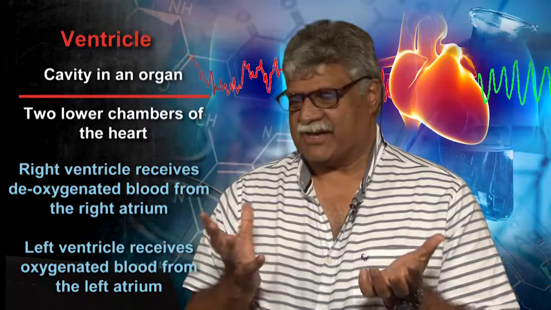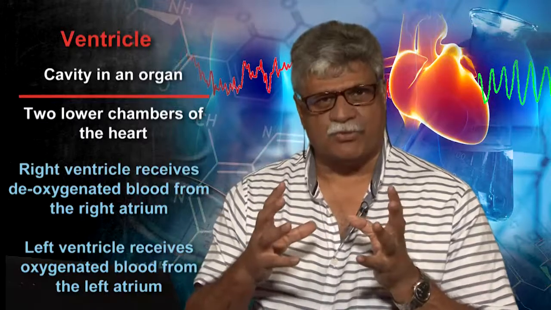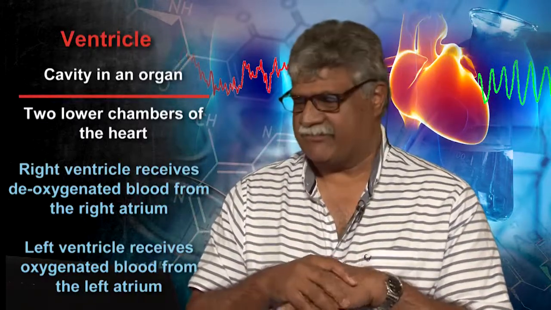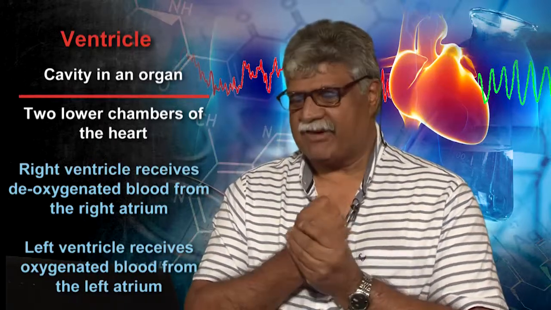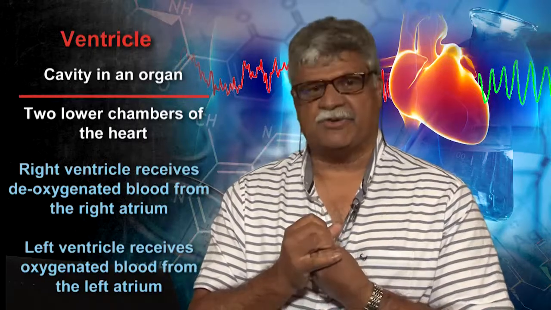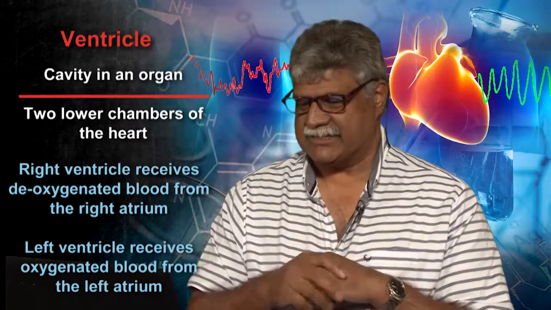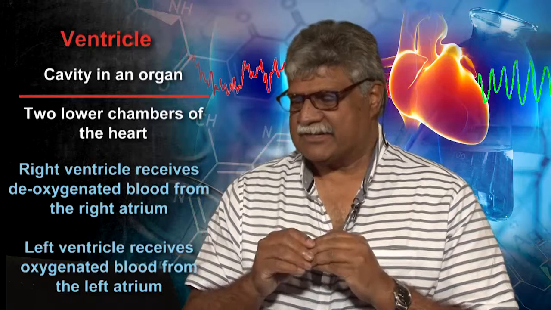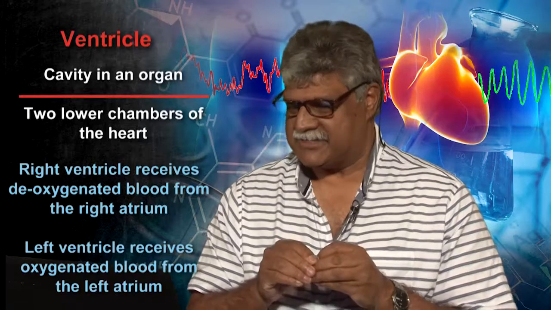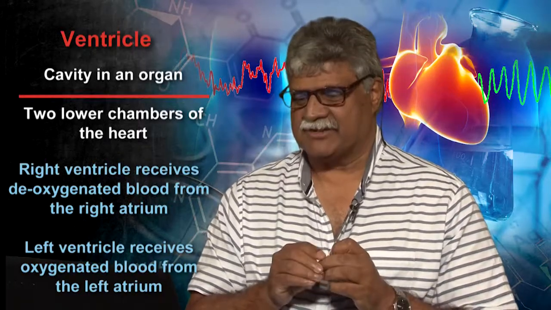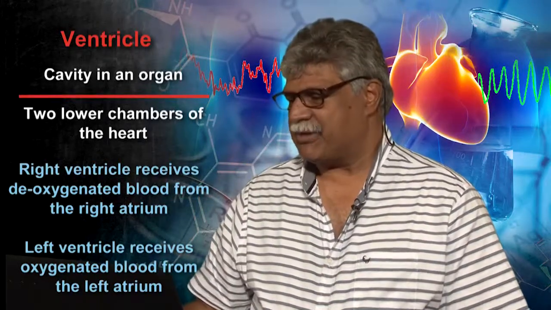The 2 lower chambers of the heart are called ventricles, and ventricles are cavities that are found within organs. That's the derivation of the word ventricle. You will notice later that the ventricles have thicker muscular walls compared to the 2 atria, which is the plural of atrium, and we'll explain why that is important later. Now, the right ventricle receives deoxygenated blood from the right atrium, and the left ventricle receives oxygenated blood from the left atrium. I'll repeat that later when I look at the proper structure of the heart.